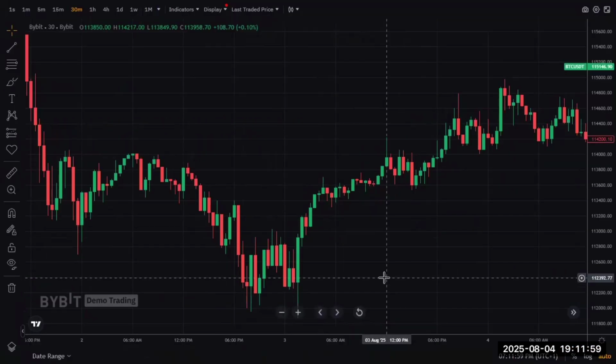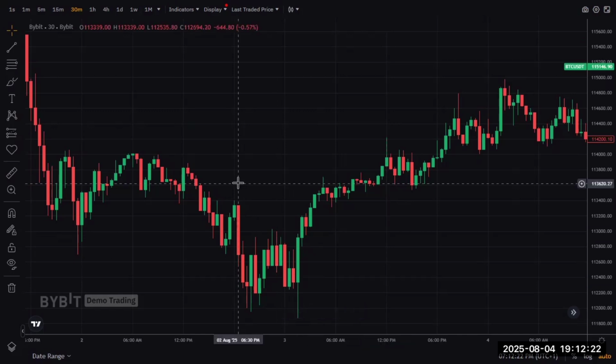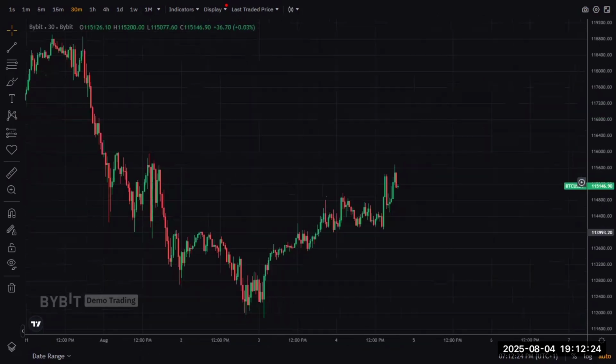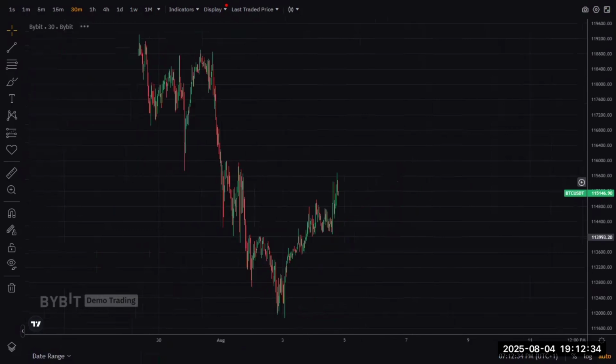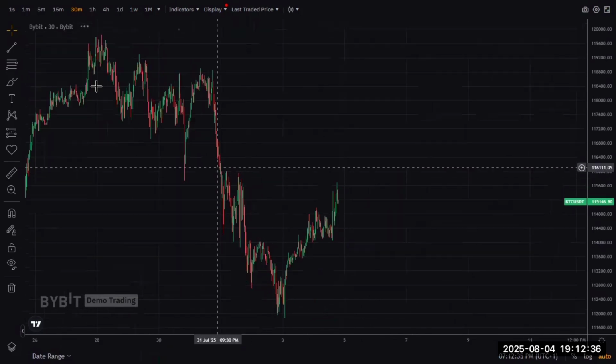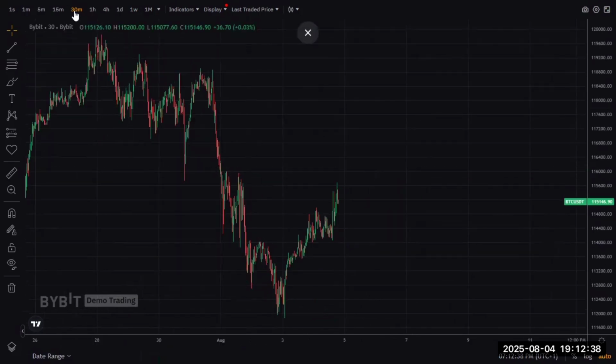So in order for me to explain this in the video, I am going to follow these two things. I will start with the market structure. Market structure simply shows you the direction and the trend that the market is moving towards. We are currently on Bitcoin, and the time frame I am considering right now is 30 minutes. I have shrunk this chart for you to see what is happening in the market.